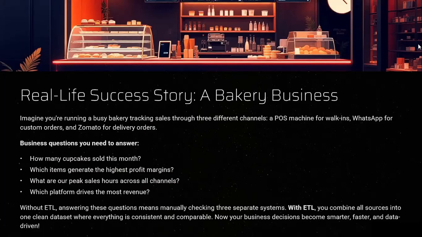Let us take a real life example. Imagine you are running a bakery business. You track your sales through a POS machine, or you receive WhatsApp orders, or you receive Zomato orders. To answer questions like how many cupcakes were sold this month, or which items give the highest profit, you must combine all three sources into a single unit. So ETL helps us create one clean data set where everything is consistent. Now our business decisions become easier and smarter. So this is the whole structure of the ETL process.